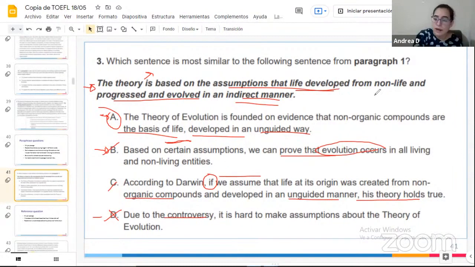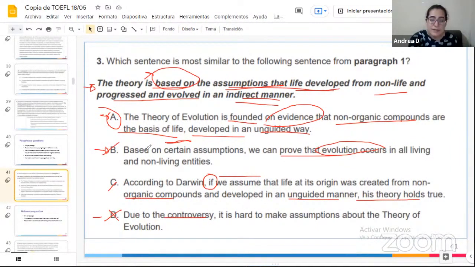Non-organic compounds would be non-life, founded, based on. The only thing that makes me wonder or doubt a bit is this, the evidence. But there are ways to explain this. Basically, the evidence to found this theory was these assumptions. So it's kind of the same thing if we think this through.